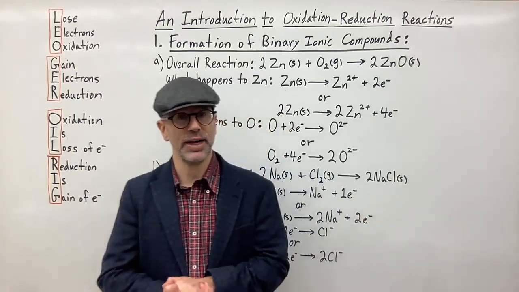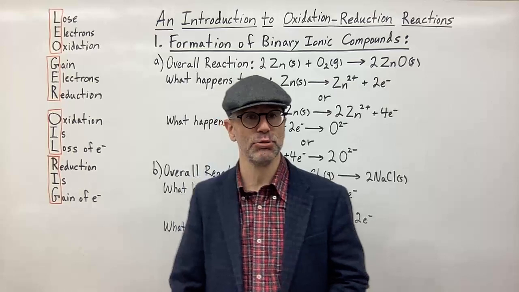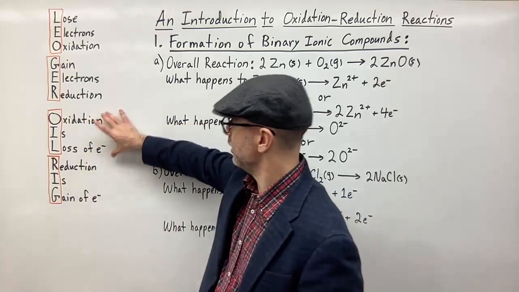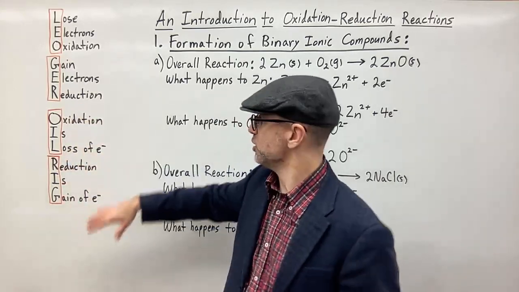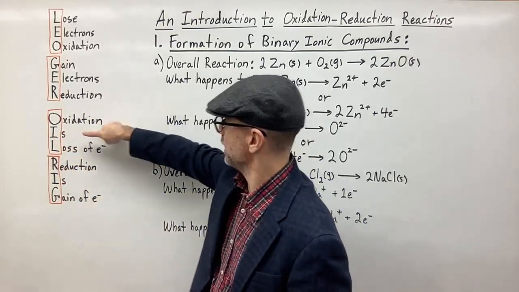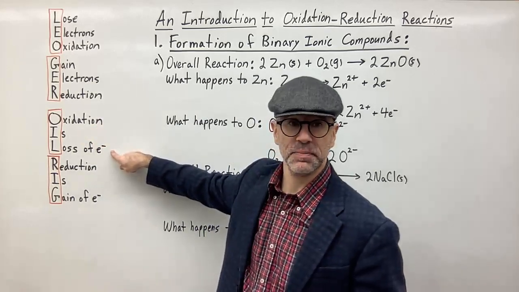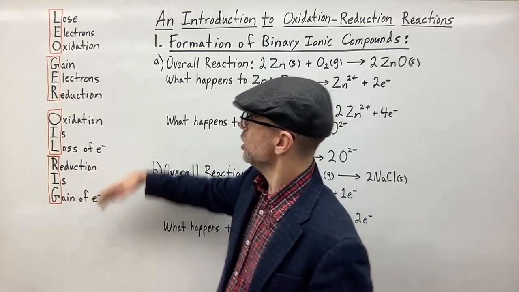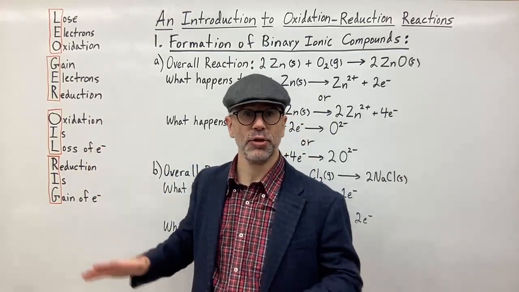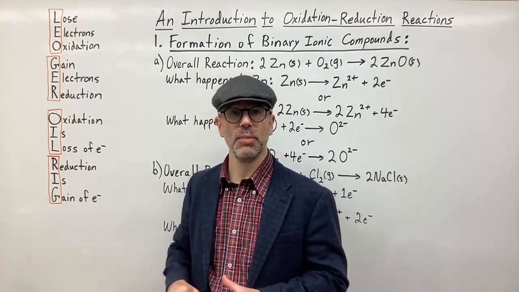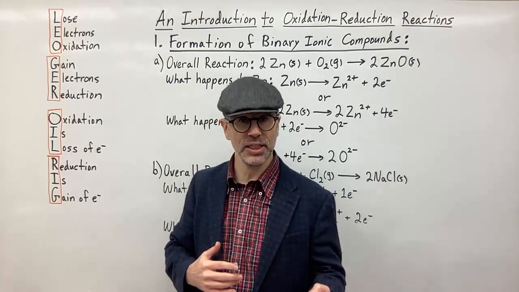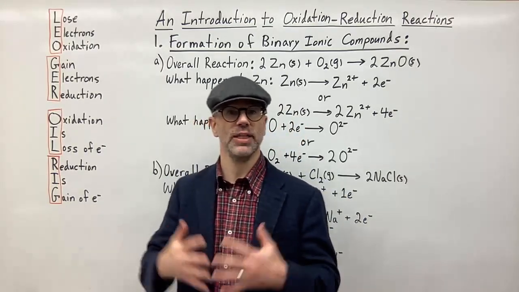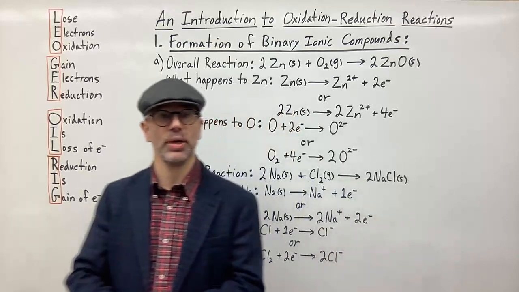A second mnemonic device that I learned all the way back in high school, and it still works for me today, is oil rig. Oil rig is basically the same idea. Oil: oxidation is loss of electrons, and rig: reduction is gain of electrons. So either one of these is perfectly fine to use to help you remember the distinction between an oxidation reaction and a reduction reaction. And the two go together. I'll explain this in just a moment.